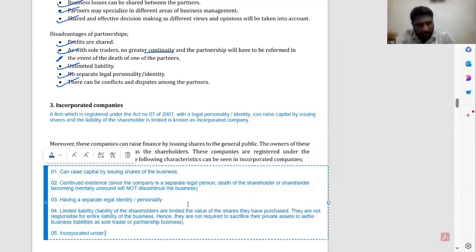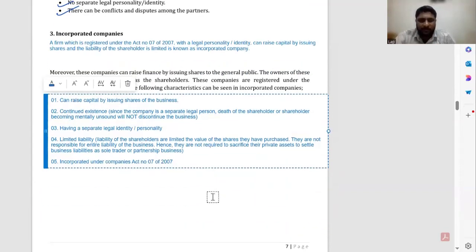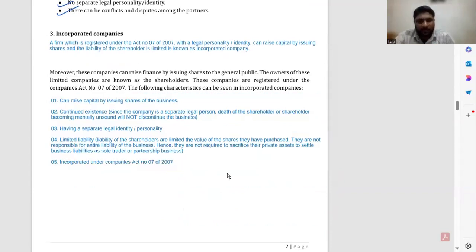Incorporated under the Companies Act number 7 of 2007. So if you all are done, please post a letter D in the chat box.